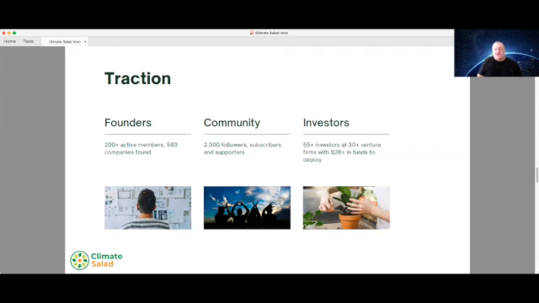$200 active founding members, 580 companies founded. As I said, it's actually a little over 600 in terms of the index we've created. 2,000 followers, subscribers, and actually 55 investors. That's up from 43 the last time I checked, with over 2 billion in funds deployed. So it's been a bit of a rocket ship, right?